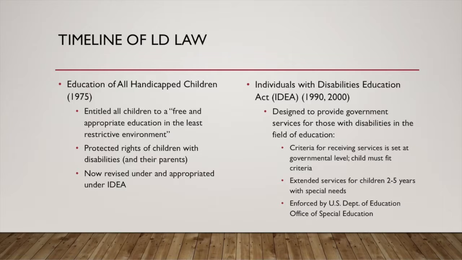Then the Individuals with Disabilities Education Act, IDEA, was first in 1990. There was a revision, I think, in 1997 too, and then a 2000 revision. It's designed to provide government services for those with disabilities in the field of education. Criteria are set forth at a government level, and the child must fit that criteria. It extends services for children 2 to 5 years with special needs, so they can get more services. And then it's enforced by the U.S. Department of Education, Office of Special Education.